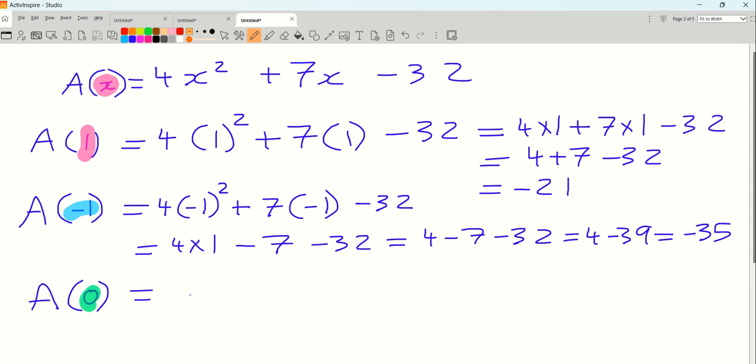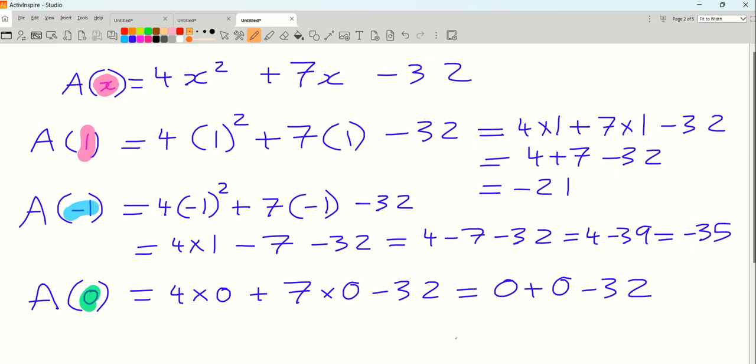A of 0, this is going to be really easy. This is just 4 times 0 plus 7 times 0 minus 32. This is just 0 plus 0 minus 32, which just gives me a minus 32. And that's it in regards to evaluating an expression.